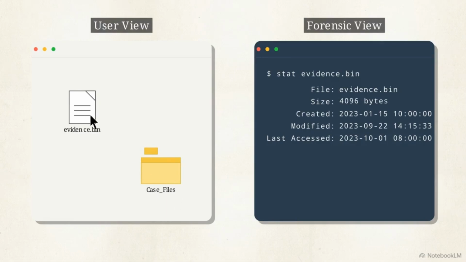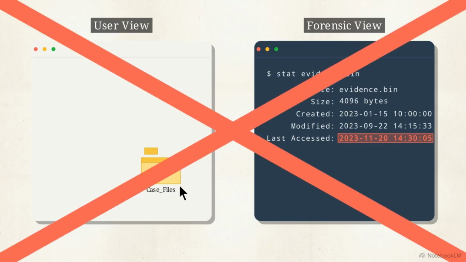On the left, we perform a standard file copy. On the right, in the terminal, watch the metadata. The operating system instantly updates the last access time. That single, routine interaction has contaminated the original data.